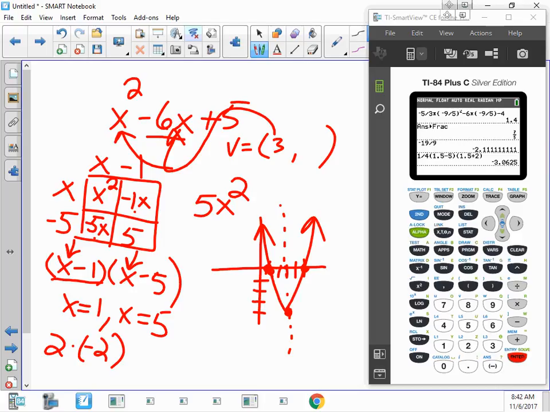Okay, let me look at the book. I think I want to stretch this over 2 days. Let me see if we've done enough.